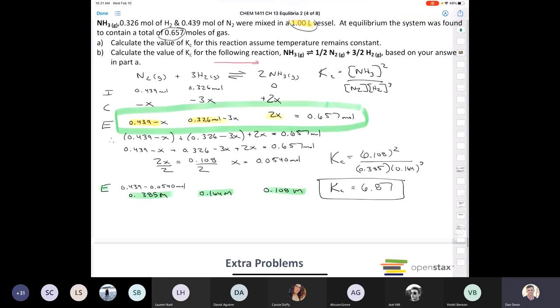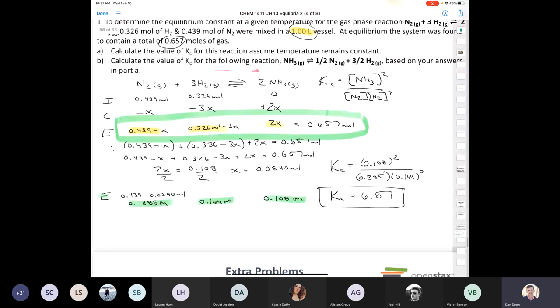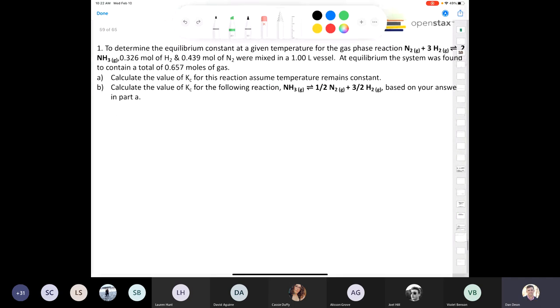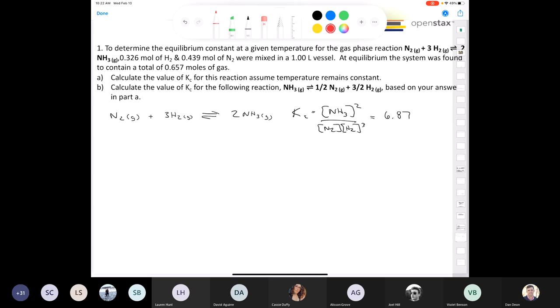Okay. So let's solve the second part. I'm going to copy my equilibrium expression. Okay. So copy. And I'm going to paste it down here. Paste. There we go. And we know from the last part A that our Kc was equal to 6.87, or at least that's what me and one other student got. Two ain't bad. Okay, so it's asking us to calculate the Kc for this reaction.